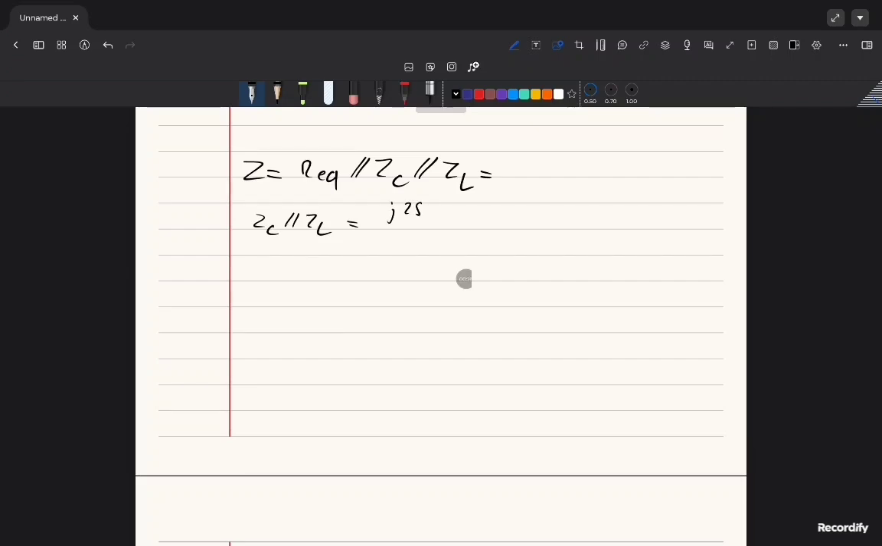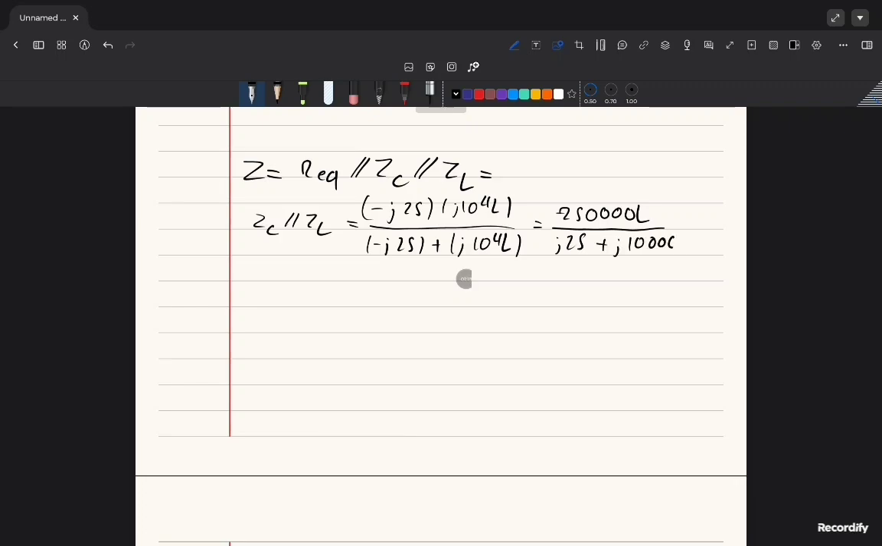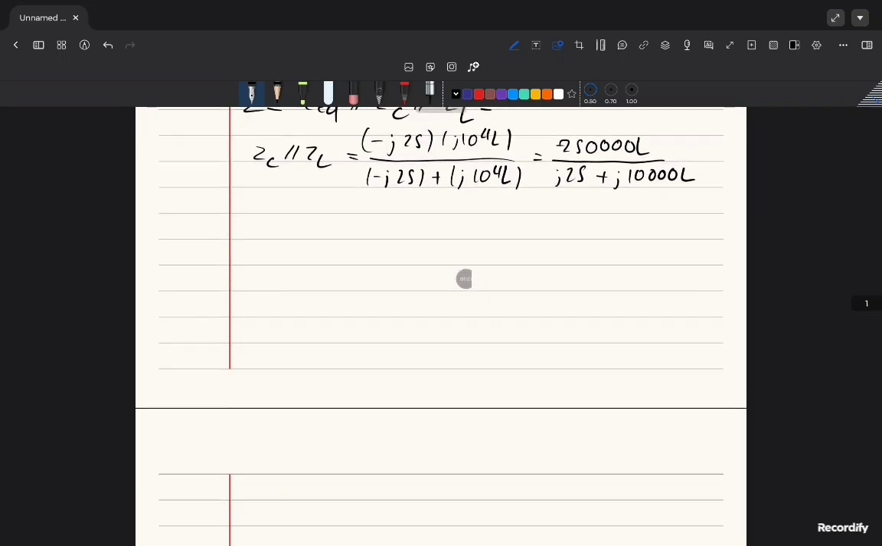This is just going to be negative j25 times j 10 to the power 4 L over j25 plus j 10 to the power 4 L. Since j times negative j is 1, the numerator becomes 25 times 10 to the power 4 L, and the denominator is j25 plus j 10,000 L. I'll call this ZCL.